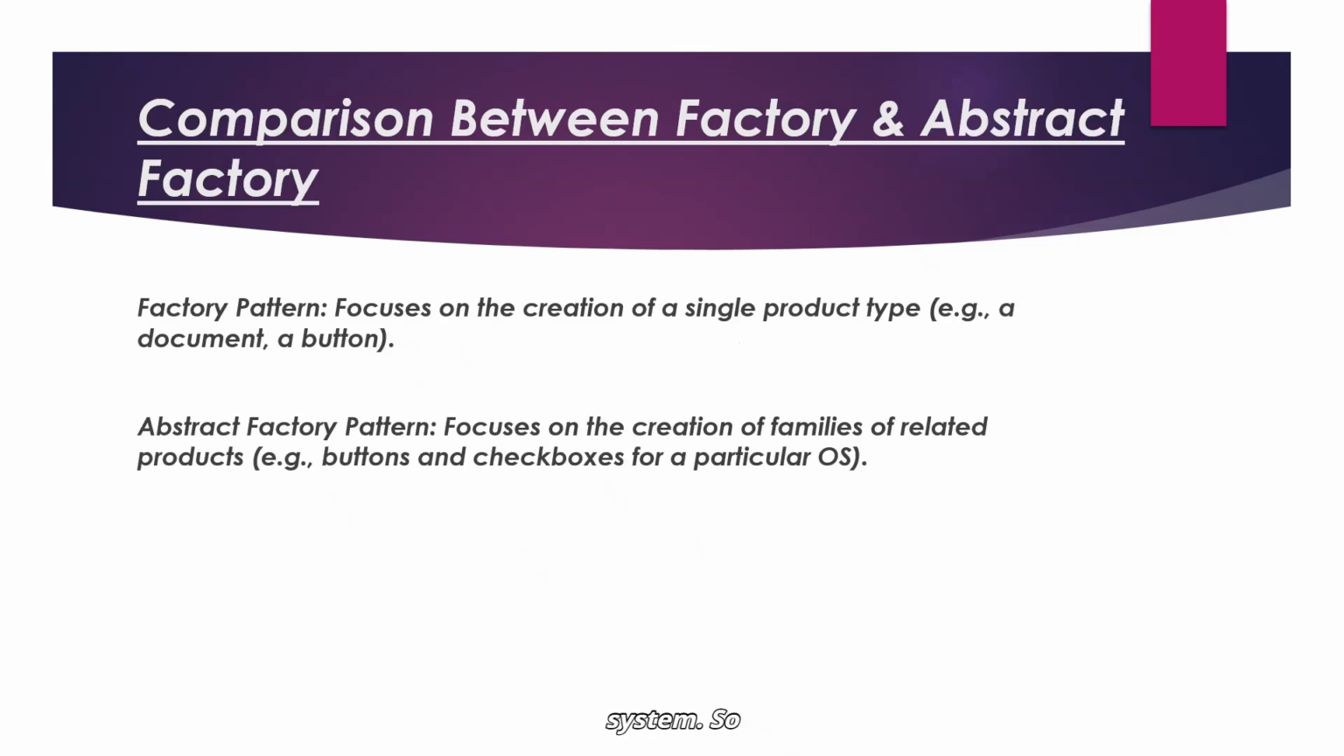So what's the difference between the factory pattern and the abstract factory pattern? The factory pattern focuses on creating a single type of product, such as a document or a button. The abstract factory pattern, on the other hand, is used when we need to create families of related products, such as buttons and checkboxes, for a specific platform.